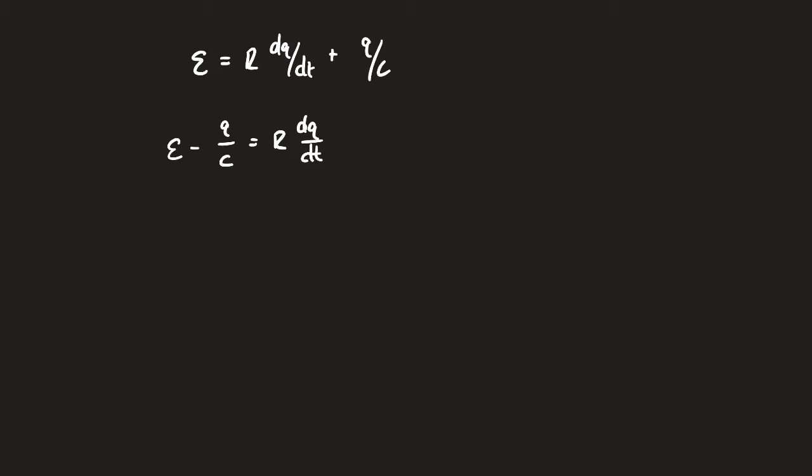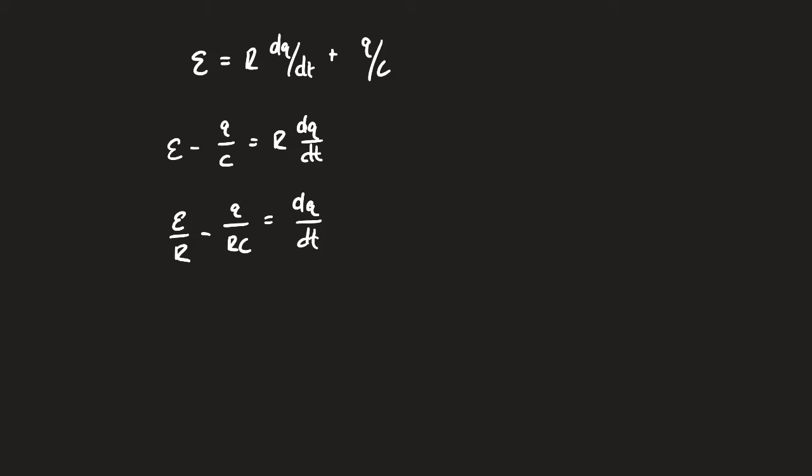Now, you have choices on what to do here and how you like to do this. I like to get my differential function completely by itself. So I will divide both sides by R and get E over R minus Q over RC equals dq dt. So all we've done is solve for dq dt. This is the first step in separating a differential.